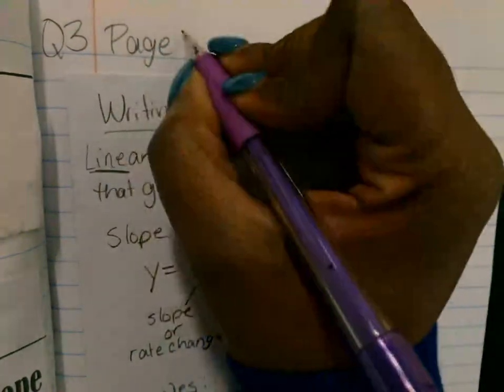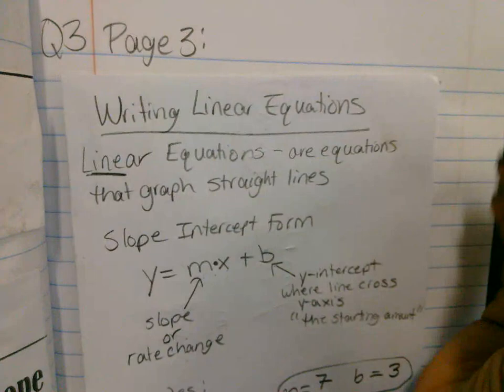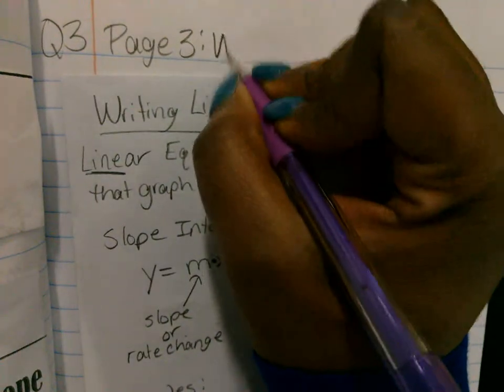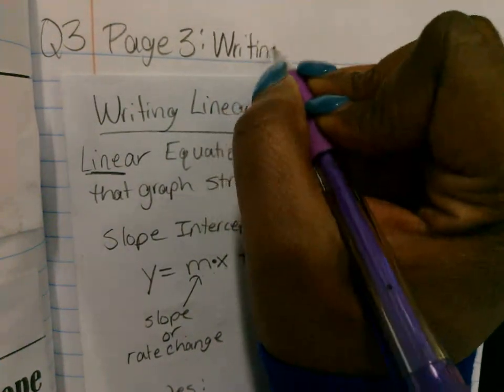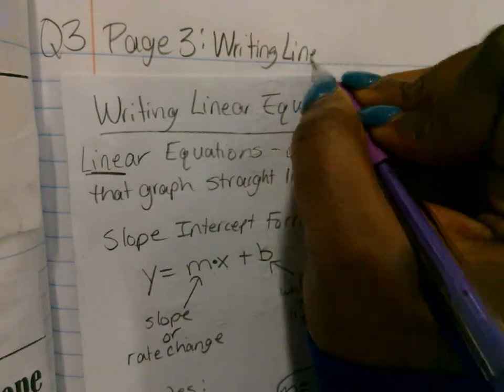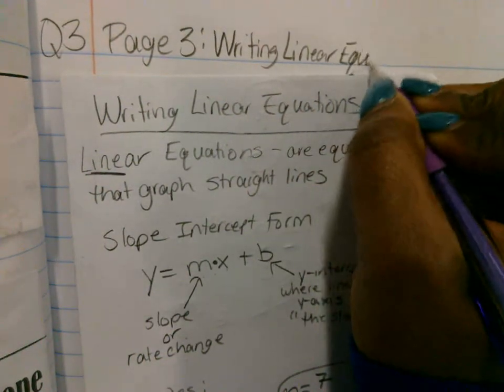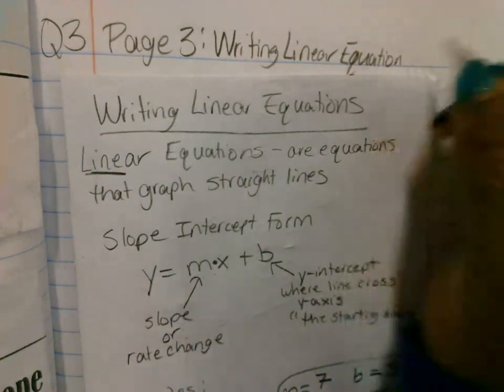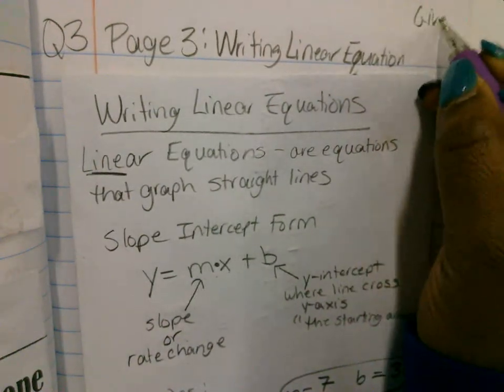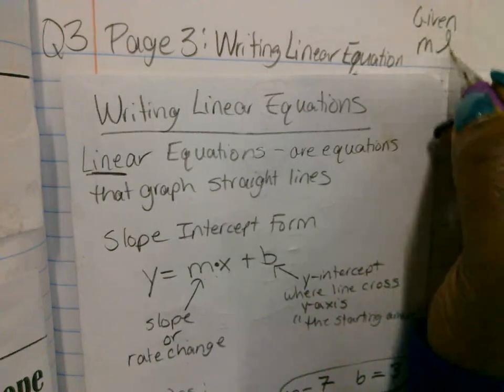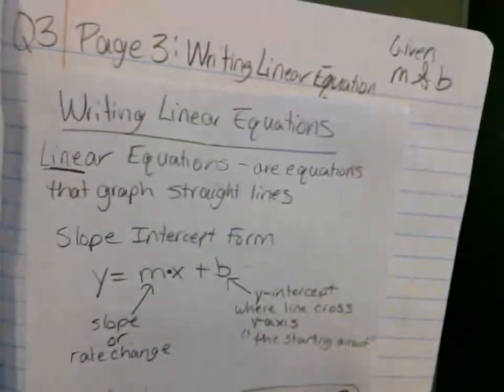Okay. Q3, page 3. We're writing linear equations given m and b. Given the slope and the y-intercept.